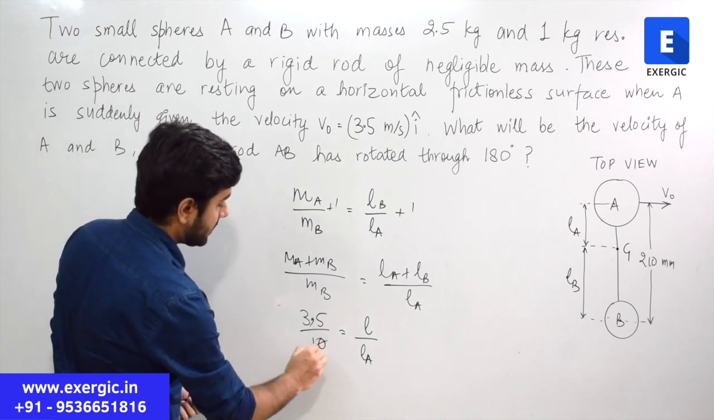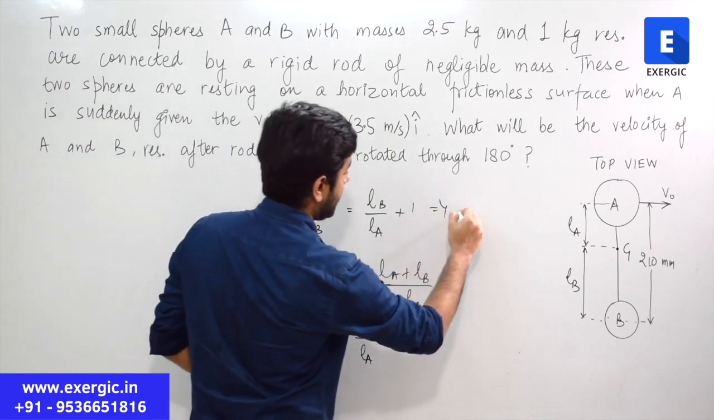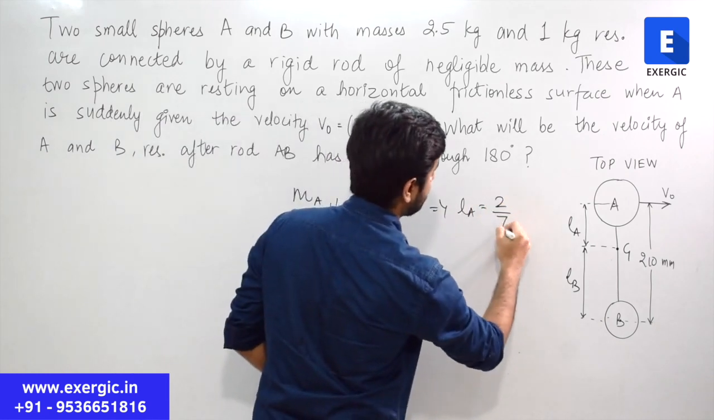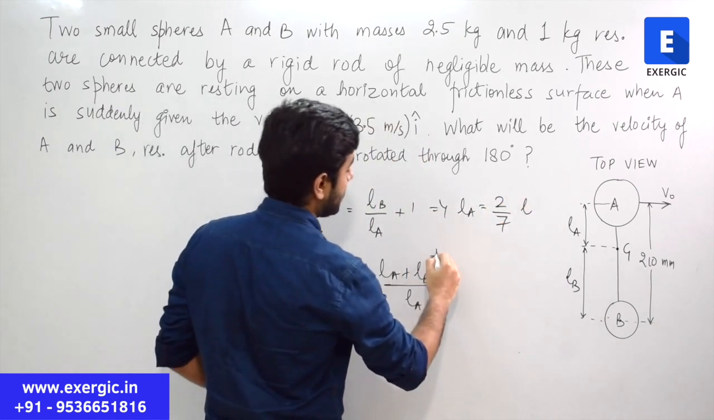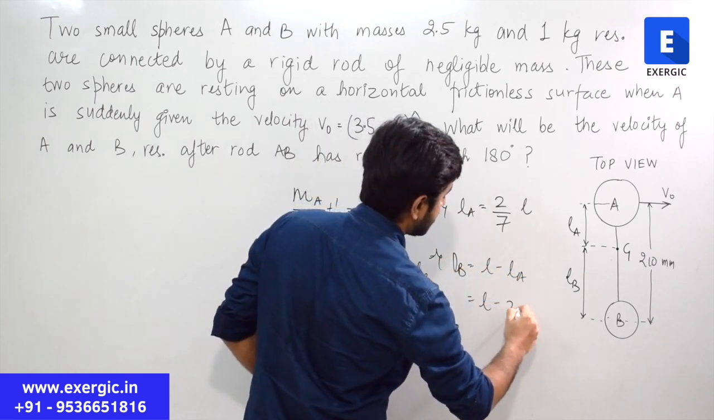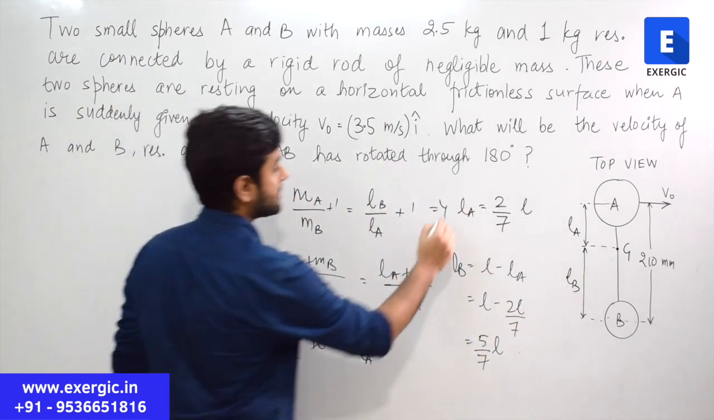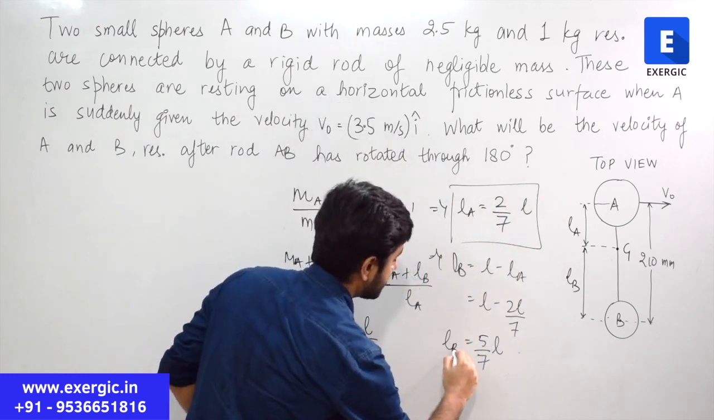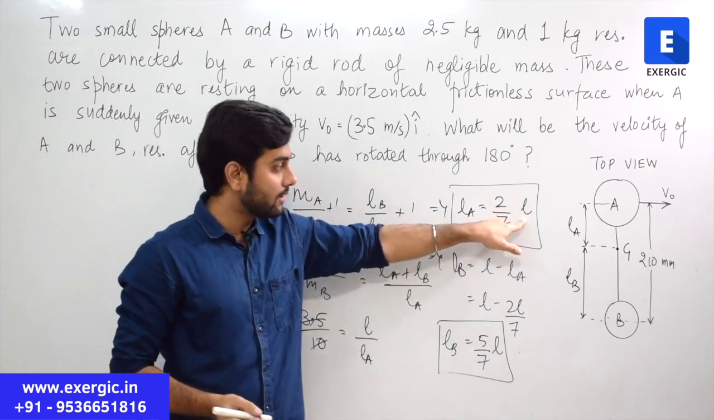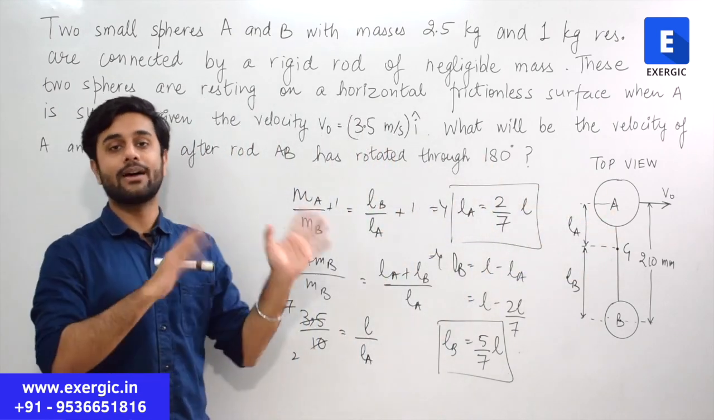So this will become 2, this will become 7. It will give you LA is equal to 2 by 7 times of L. Correct or not? And similarly, LB is equal to L minus LA, means L minus 2L by 7 means 5 by 7 times of total length. This is LA, this is LB. So we have located the center of gravity. You can put the value of L here and you will be able to find out the location of center of gravity. So we have done that.